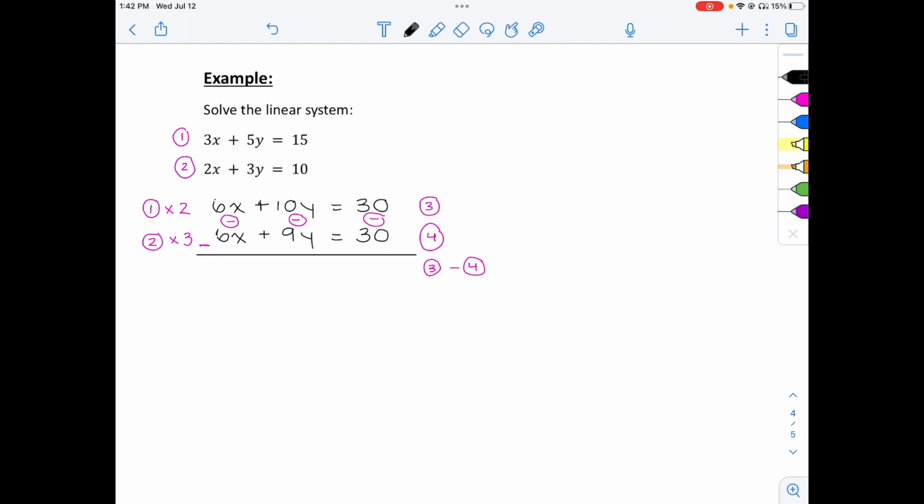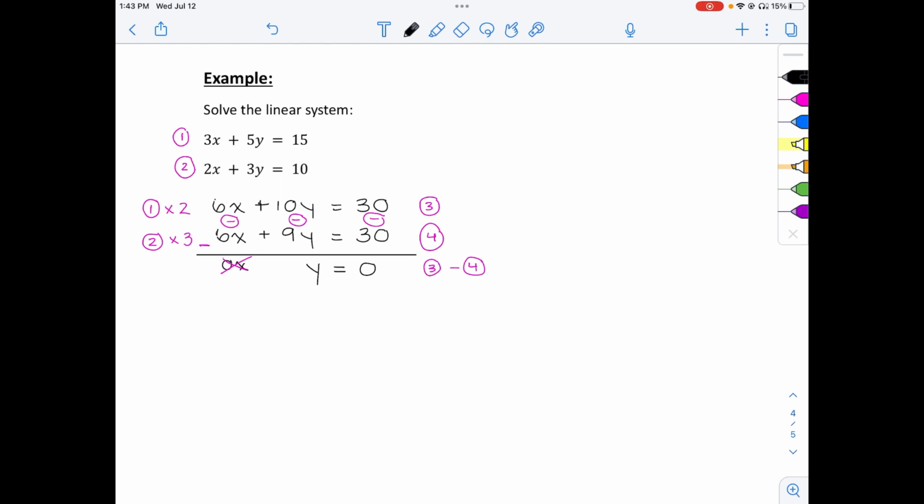So I'm doing 6x minus 6x. That gives me, again, 0x, which I don't usually write. I just know it cancels out, but if you would like to write it, that's fine. 10y subtract 9y gives me 1y, so I can just write y. And then 30 subtract 30 gives me 0. Okay, so in this case, it's telling me y equals 0, which is fine. It's okay if one of your coordinates is 0. That's still fine for a point. It just means we don't have to do anything else to isolate here.